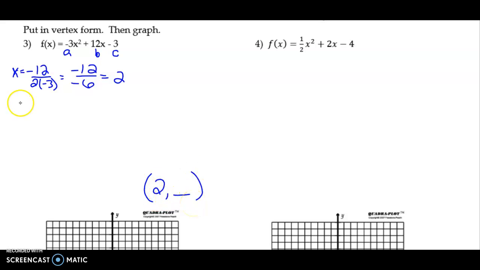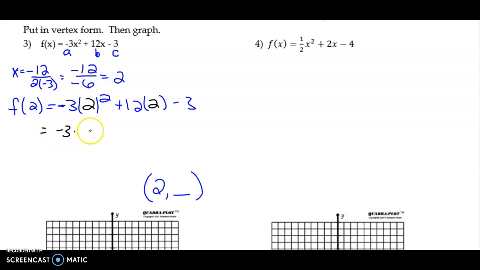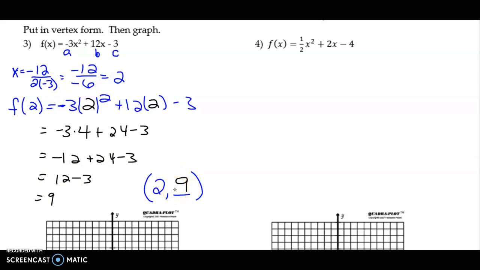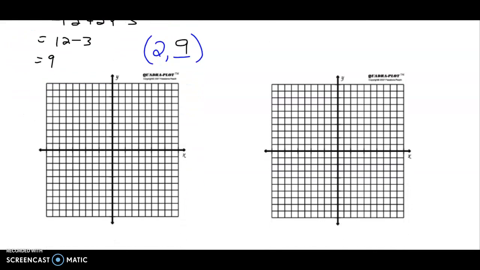What we need to do now is fill that in and find what is f of 2. So everywhere we see an x in our equation, we're going to put that 2. And be careful with order of operations. So put a 2 there and there. Got to do the exponents before you multiply. So you end up getting 12 minus 3, which is 9. Okay, so your vertex is 2, 9. So let's go ahead and graph that out. So we're going to go 2 to the right and up 9.